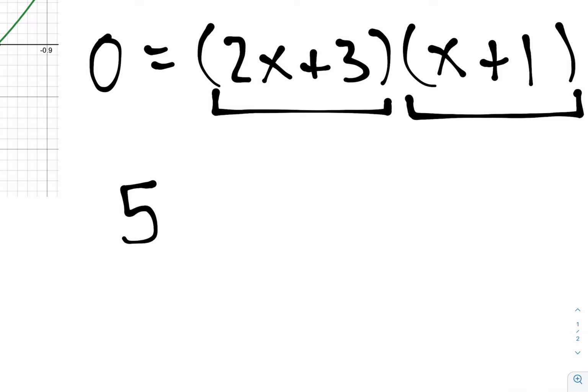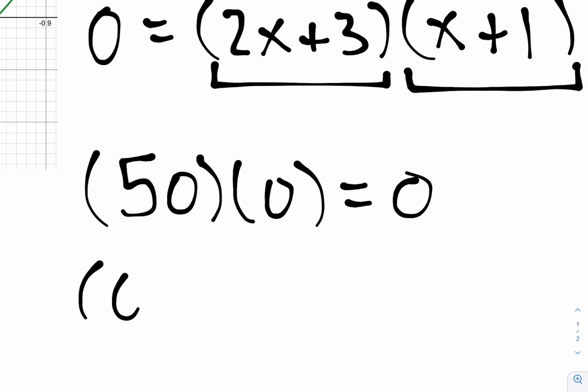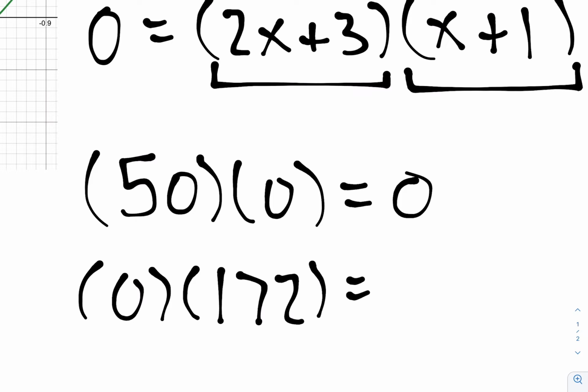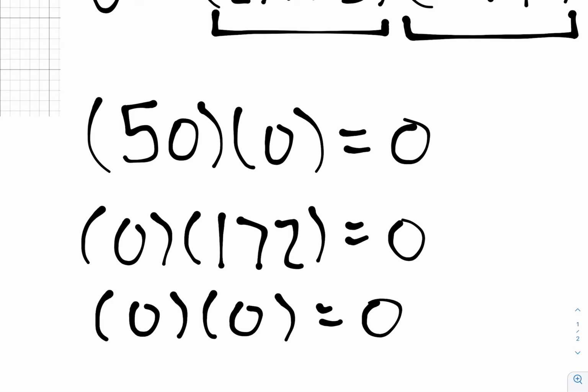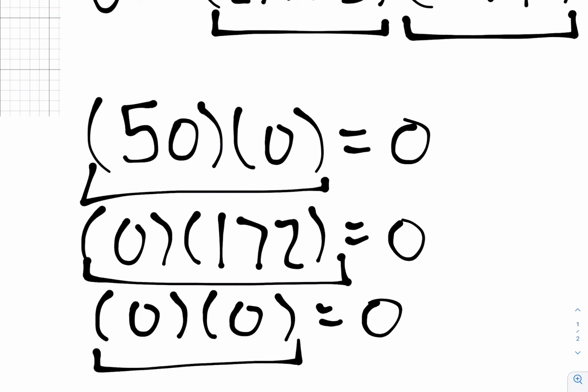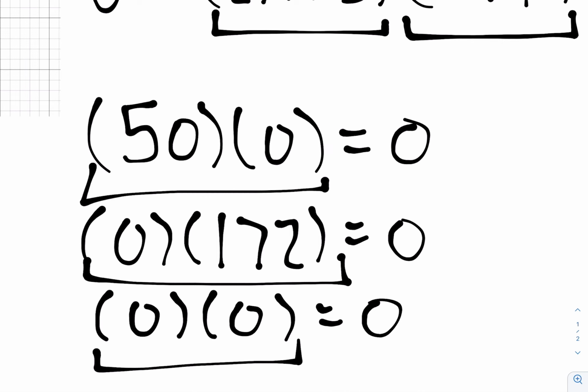If we have 50 and we multiply 50 by 0, we're going to get 0. If we have 0 and we multiply it by 172, we're going to get 0. Also, if we have 0 and we multiply that by 0, we're going to get 0. So anytime we have two brackets that are multiplying together and equal 0, either one of them equals 0 or both of them equal 0. So 0 times anything is 0, and 0 times 0 is 0.